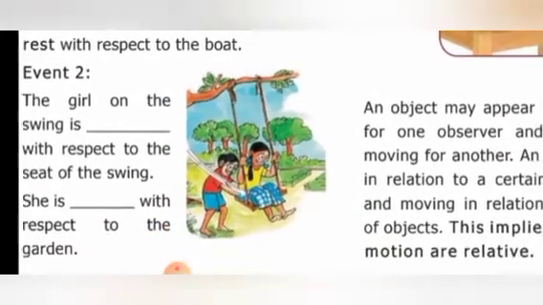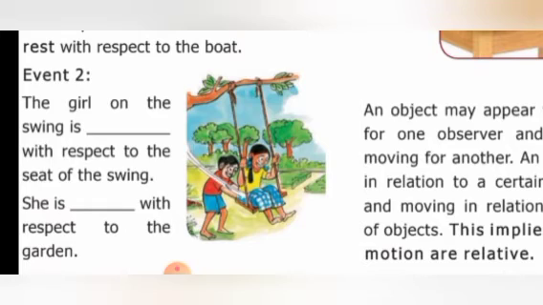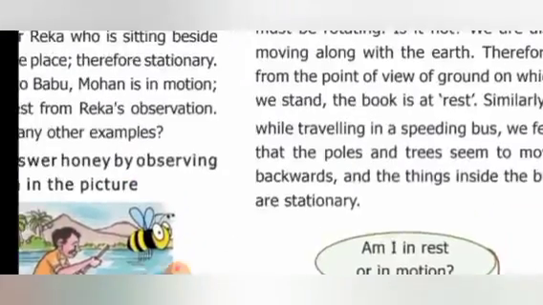Then event 2. The girl on the swing. What about the girl with respect to the seat of the swing? From the point of view of the swing, the girl is at rest. She is moving with respect to the garden. When you see from the point of view of the garden, she is moving, right? Yes, good. So, this is about event 2.